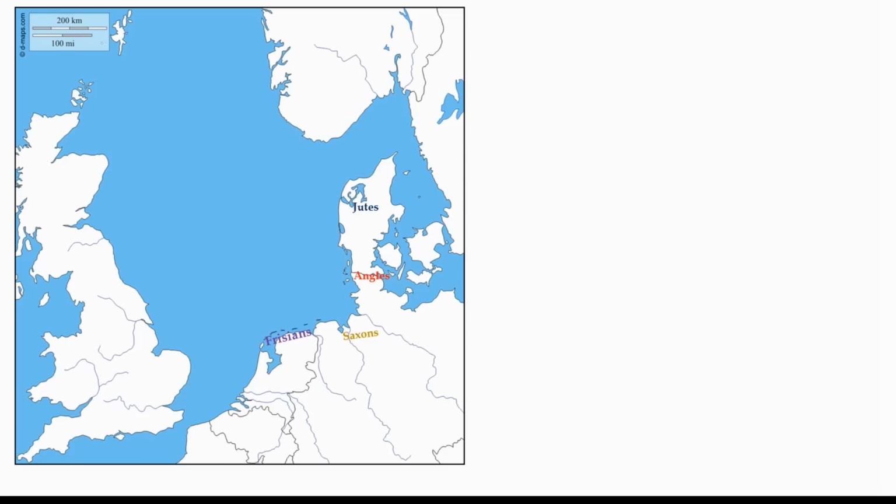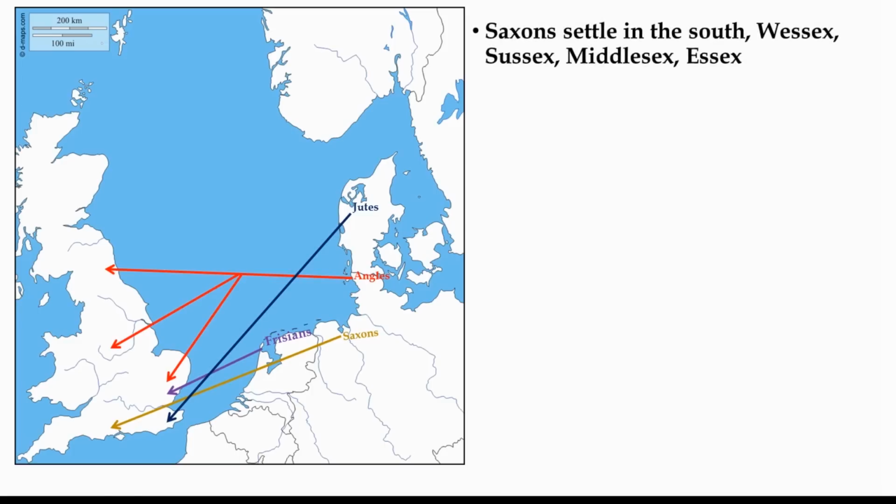Now, the Saxons, they sailed down to the south of England. The Angles obviously go. As I said, they probably would have gone through Frisia and then moved, but this is just a general indication of where they went. So we see that the Saxons settle in the south in Wessex, Sussex, Middlesex, and Essex.